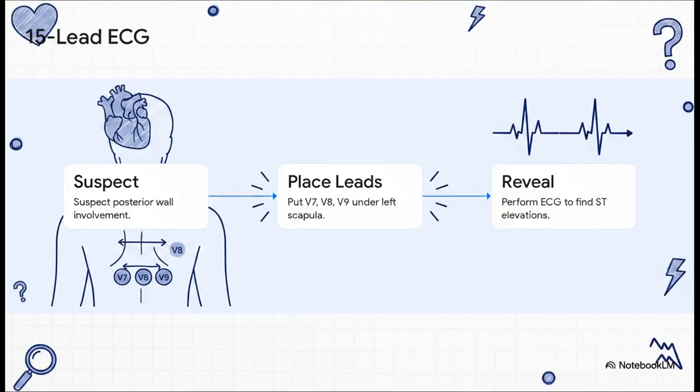Easy. We physically move the cameras. We upgrade to a 15-lead ECG by taking leads V7, V8, and V9 and slapping them directly on the patient's back right under the left scapula. When you do that, bam, the hidden posterior wall ST elevations light right up. If we hadn't thought to use the 15-lead, we would have completely missed how far back this infarct extended.